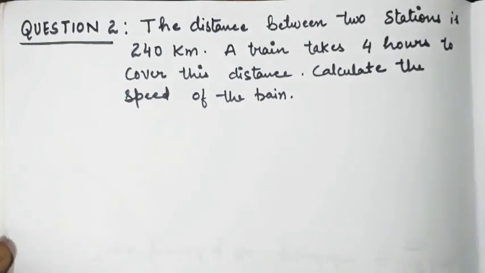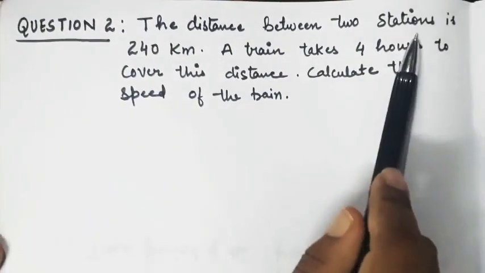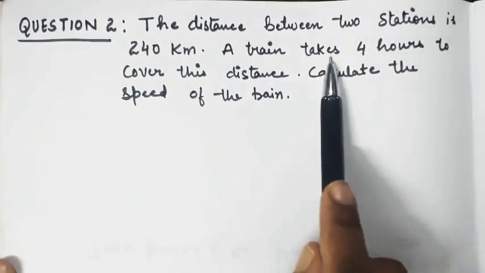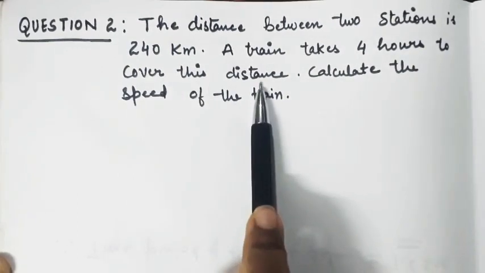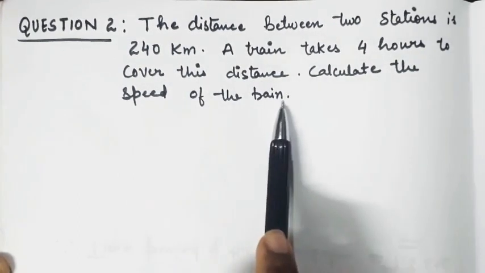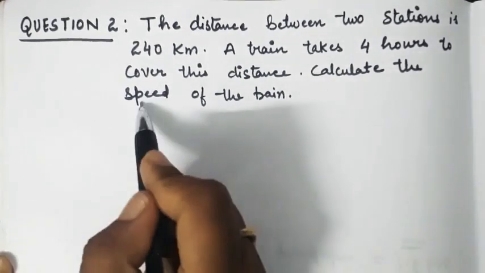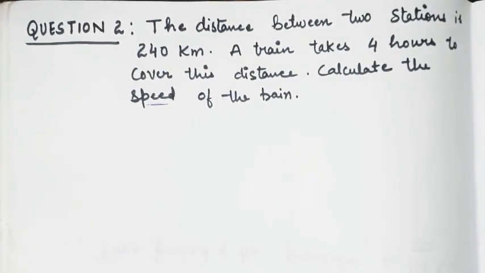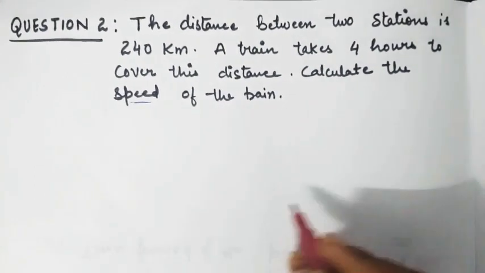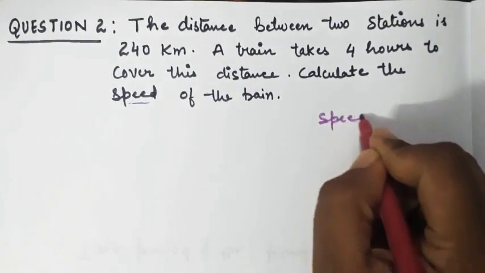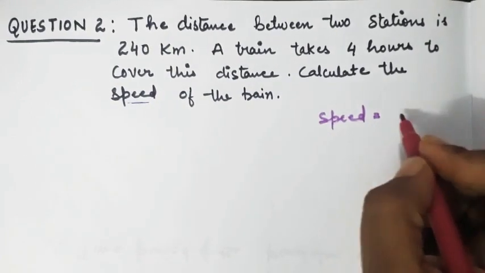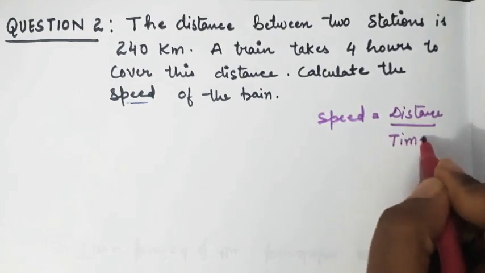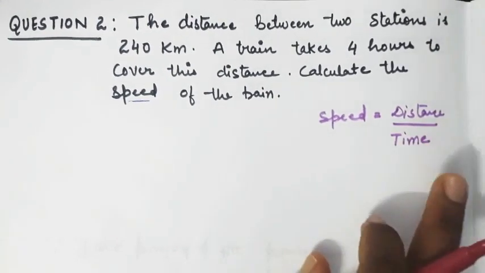So here is the second question: the distance between two stations is 240 kilometers. A train takes 4 hours to cover this distance. Calculate the speed of the train. Before discussing this solution, let's revise the relation of speed, distance and time. That is, speed is equal to distance upon time.